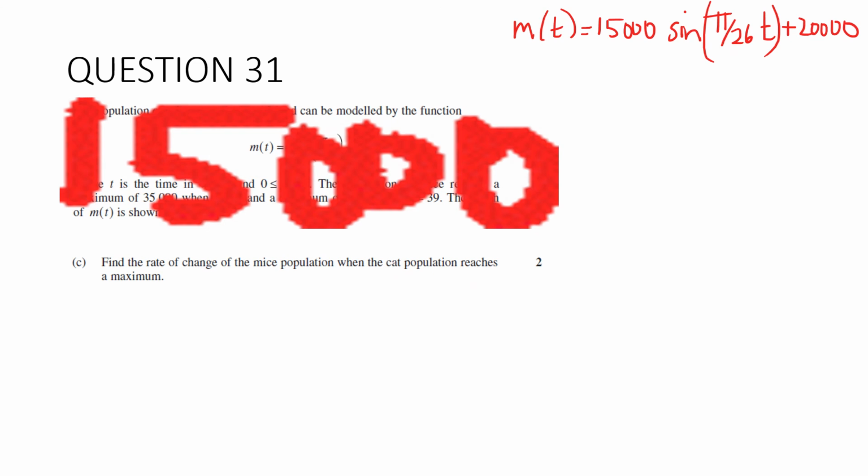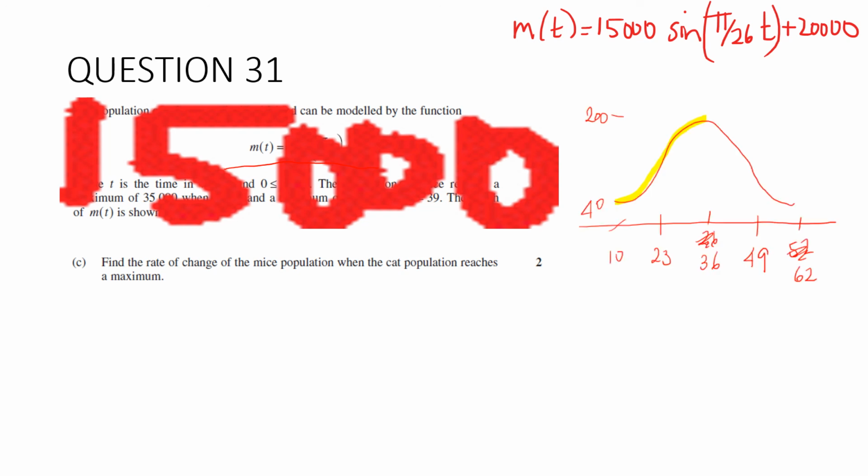Okay, last question. Find the rate of change of the mice population when the cat population reaches a maximum. Now we could take this function here and find the derivative of it, put it equal to 0, find the turning points, and then maybe find the second derivative and figure out which one's the maximum. But we actually just drew the graph. I mean, it was a very rough graph, but it shows quite clearly that the cat population is maximized when t is equal to 36. So in fact, all we need to do is find the derivative of this, because it asks for the rate of change of the mice population, and then substitute in t is equal to 36.